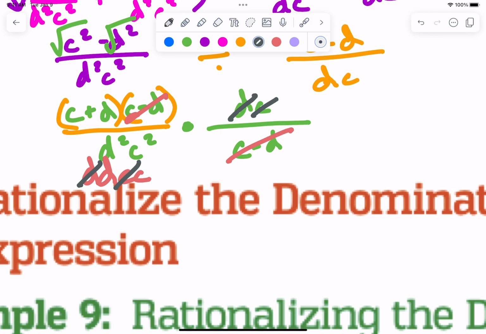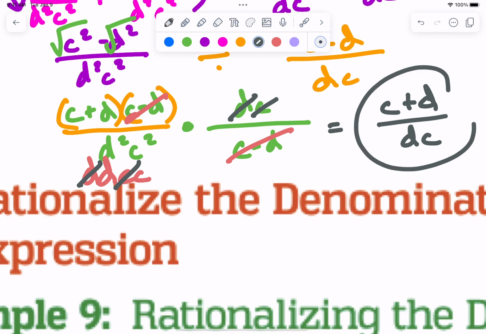So what's left? C plus d over CD. CD or DC? I don't care. What a dang mess. Can this c cancel with this c and this d cancel with this d? No. The bottom's not trapped. The top is. What a dang mess.